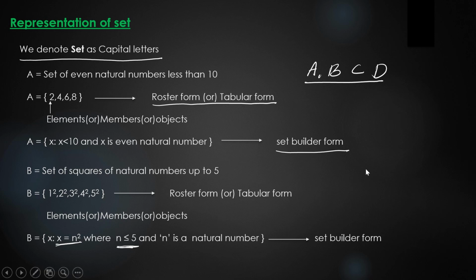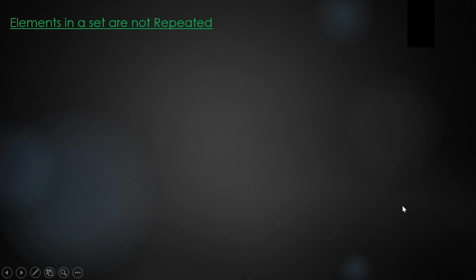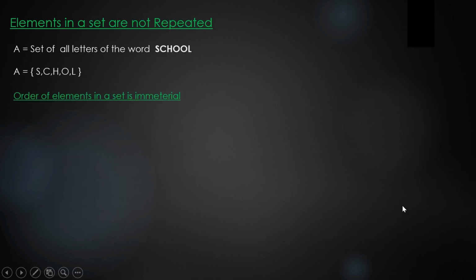So in this slide, we have covered two topics: representation of a set, that is, how we represent a set. We can represent a set with capital letters, and we have two types of forms. One is roster form and the other is set builder form. Roster form has the mathematical representation, and in set builder form we have a statement-wise form.